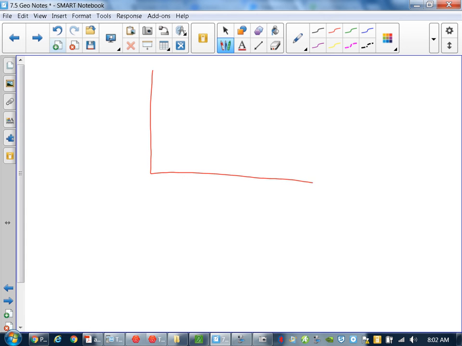This is the foundation, you guys, for this unit. It's going to be tough if you don't grasp this introductory concept.